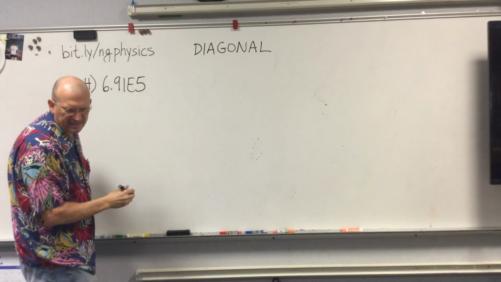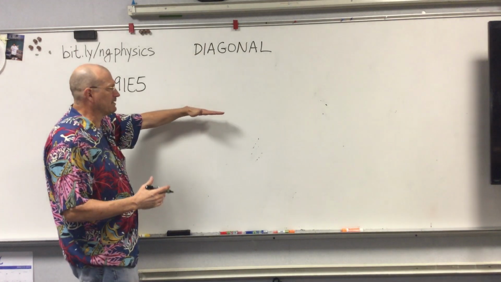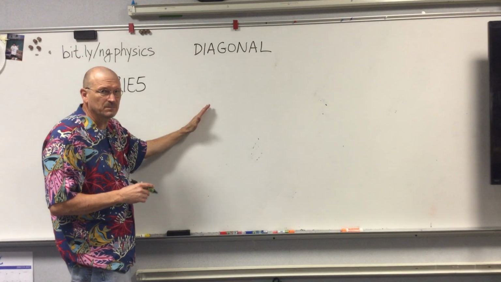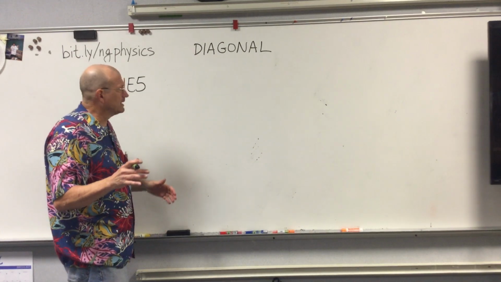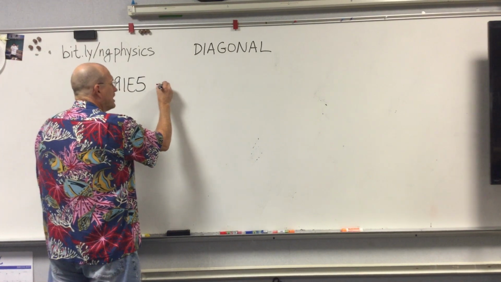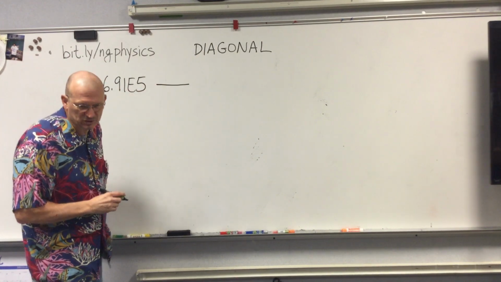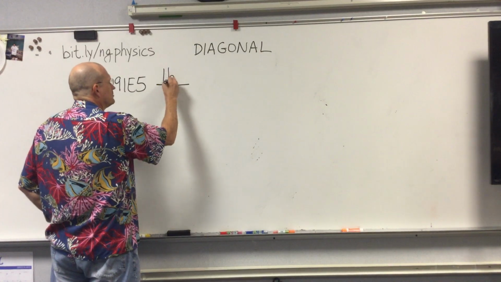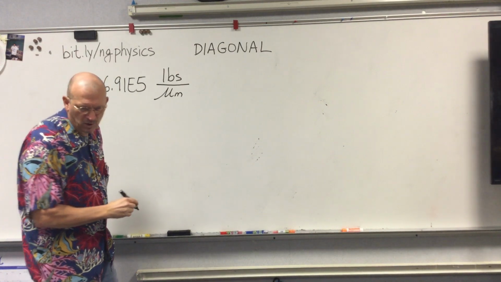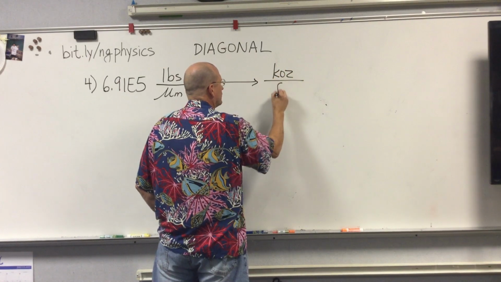E5, and then it has pounds per micrometers, and unfortunately I cannot make a dedicated fraction bar. I can only use the slash for my fraction bar. So when you go to write these in your notebook, I strongly encourage you to take that slash and make it a horizontal fraction bar. So we would have pounds on the top and micrometers on the bottom. And what we are supposed to convert this to are kilo ounces over feet.